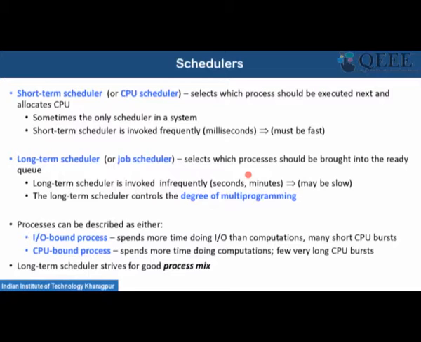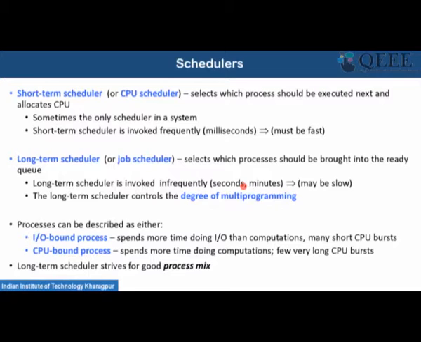The users of the system are submitting jobs there, and the purpose of the long term scheduler is to fetch the job from the job queue and put it in the ready queue. These long term schedulers are invoked infrequently, in the order of seconds or minutes. That is why they may be slow. The long term scheduler waits for empty space in the ready queue, since it has already fetched some jobs into the ready queue, and the processes in the ready queue are getting executed.